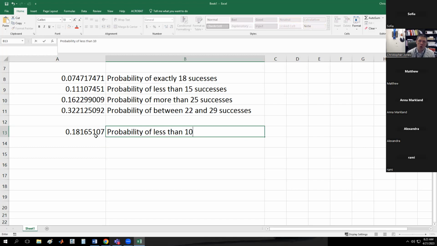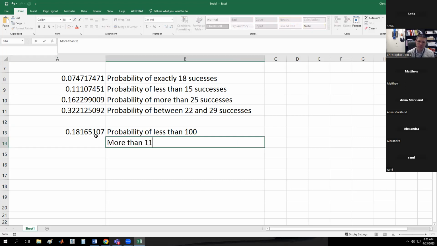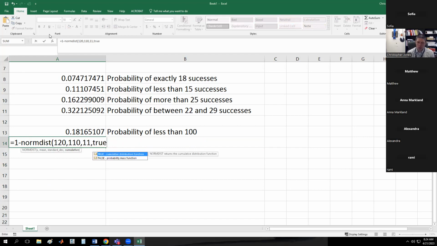Now what if I wanted to know the probability that somebody scored more than 120? Just like the others, what I would do is 1 minus NORM.DIST. The X in this case will be 120. The mean is still 110, the standard deviation is still 11, and I'm still going to type in TRUE. The only difference between less than and more than, just like in the other two cases, is you take the complement, 1 minus.